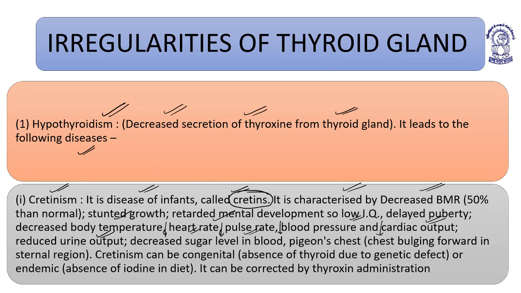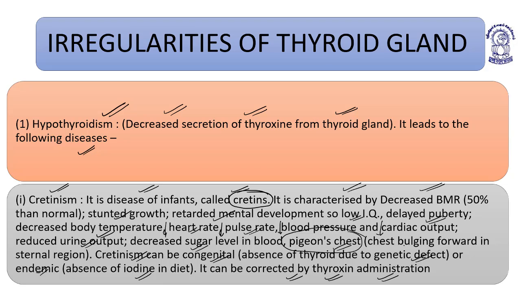It also reduces the urinary output. It decreases the sugar level in blood. Pigeon's chest is a very important characteristic: pigeon chest, bulging forward in the sternal region, comes outside. Cretinism can be congenital, absence of thyroid due to a genetic defect, or endemic, absence of iodine in diet. It can be corrected by thyroxine administration.